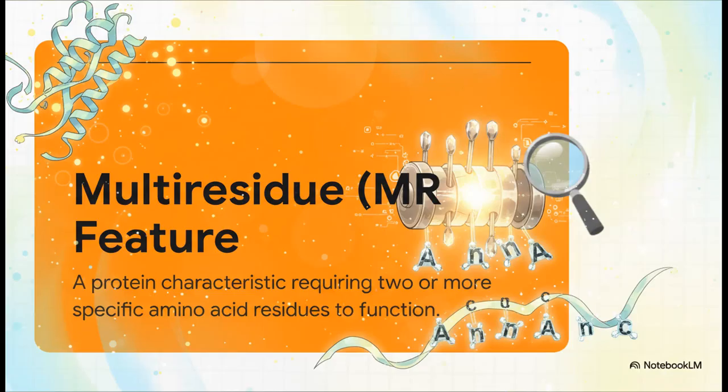The paper actually gives these complex features a specific name, multi-residue features, or MR features for short. And I love the analogy they use. Think of a lock. One pin falling into the right place does nothing. 2 might not be enough. You need all the pins to line up just right before that lock will open. It's the exact same idea for a lot of functions in a protein.